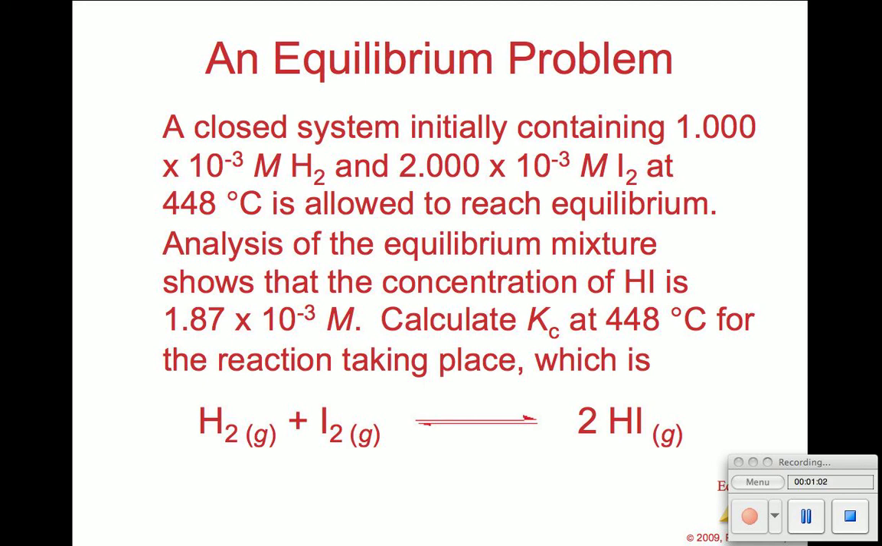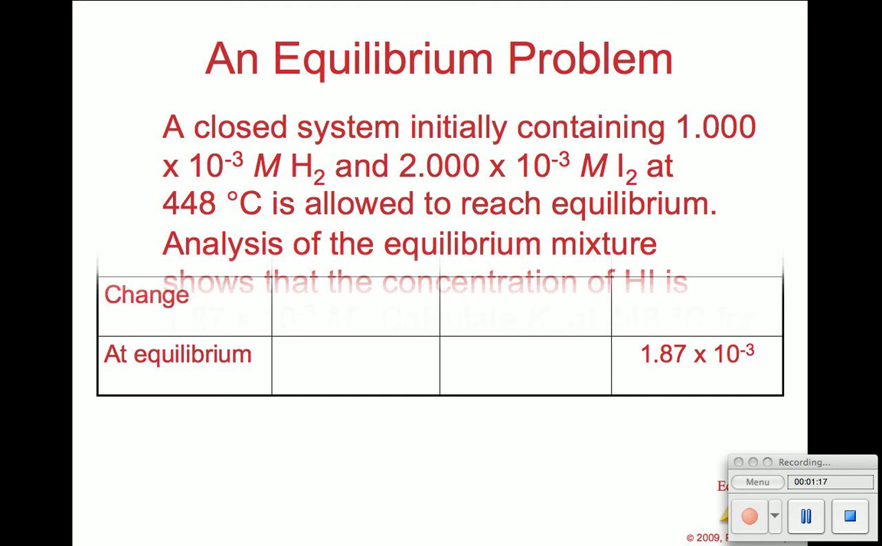Okay, so this is the reaction on the bottom. It's balanced, okay, so coefficients of 1, 1, and 2. And obviously it's at equilibrium, so your arrow is going in both directions. So how might we go about setting this up?